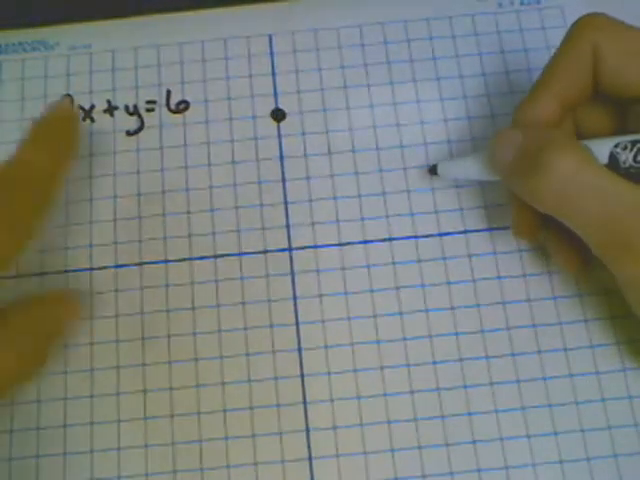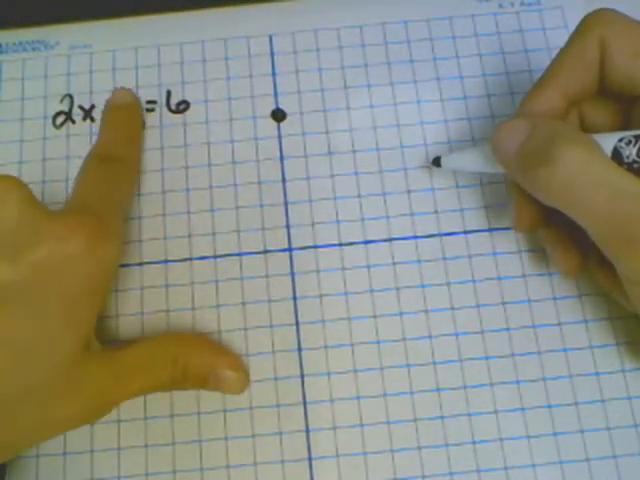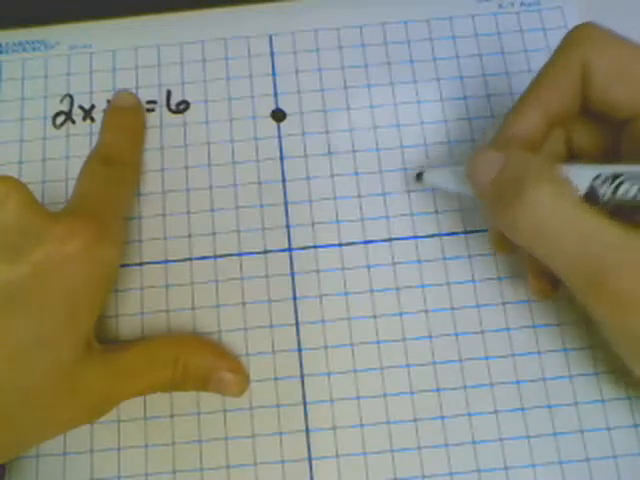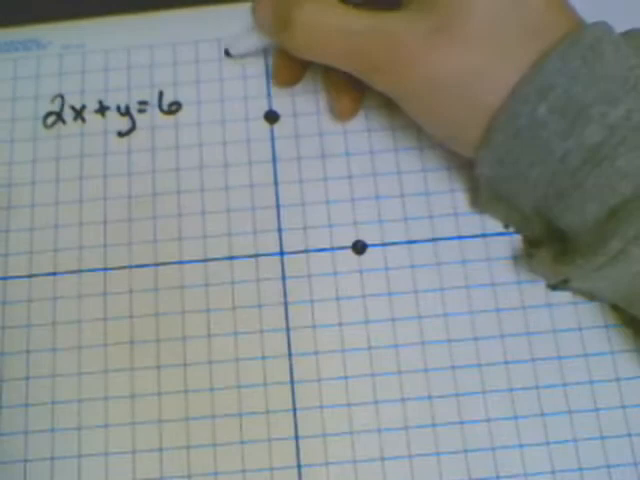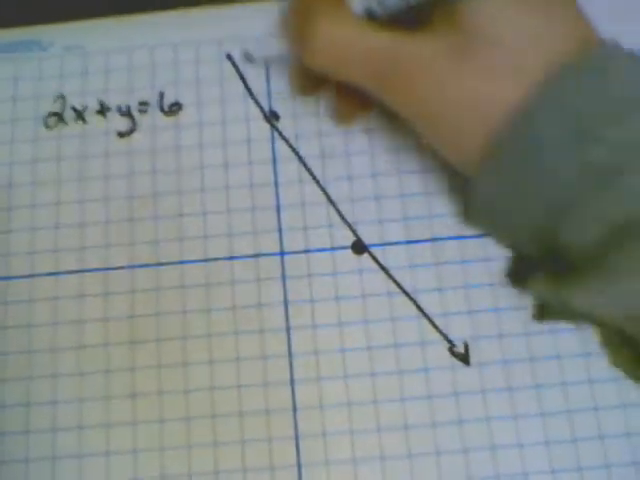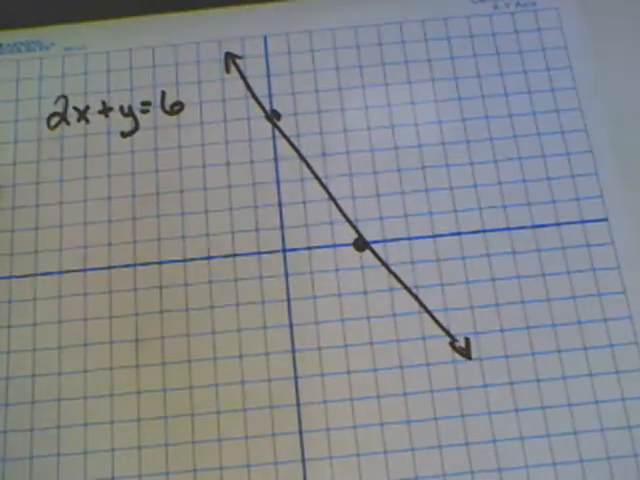If I plug 0 in for y, I get the equation 2x equals 6. x must be 3 then. 1, 2, 3. Here is the graph of the line 2x plus y equals 6.